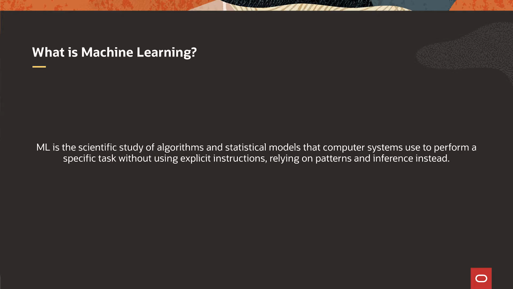So we're trying to let the computer do a task. In other words, we're trying to automate something. And you'll notice here, without explicit instructions. So the whole point of machine learning is that you can let software reach a certain objective without explicitly programming it on how to do that.